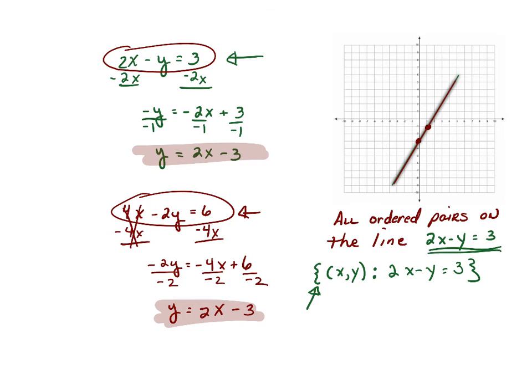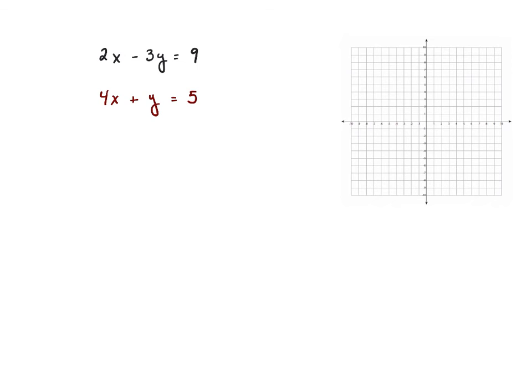Now I've got one more example. So we've seen now the two lines lie on each other. It is still considered consistent because there are solutions, at least one. And we can write our answer in this fancy math way. And then here's our last example. Let's put these in slope-intercept form. We'll graph them and see what happens.